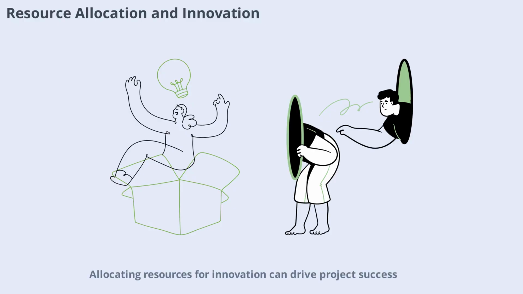Allocating resources for innovation can drive project success. Set aside time and budget for creative problem-solving, experimentation, and process improvements. Encouraging innovation helps your team find better ways to achieve project goals and adapt to changing circumstances.